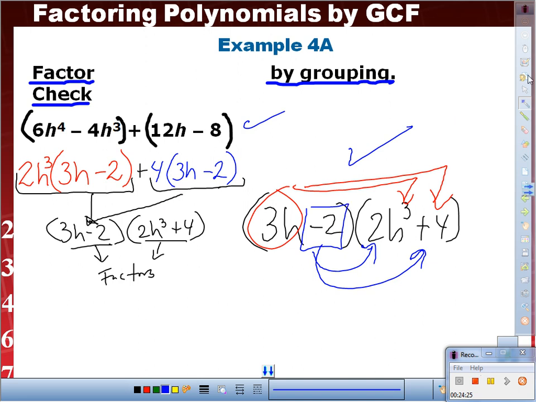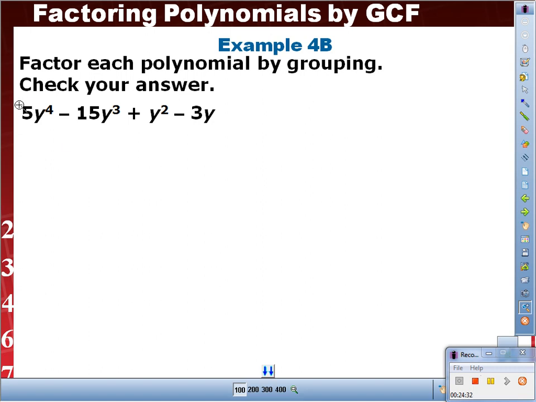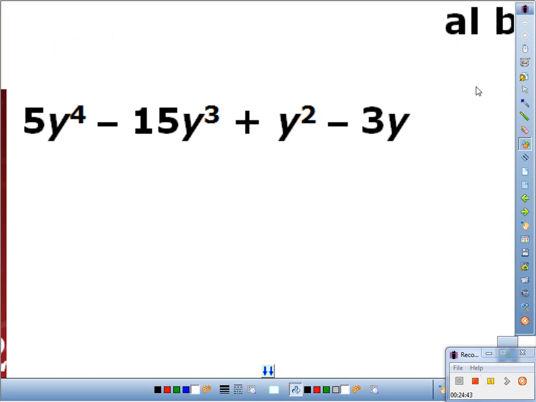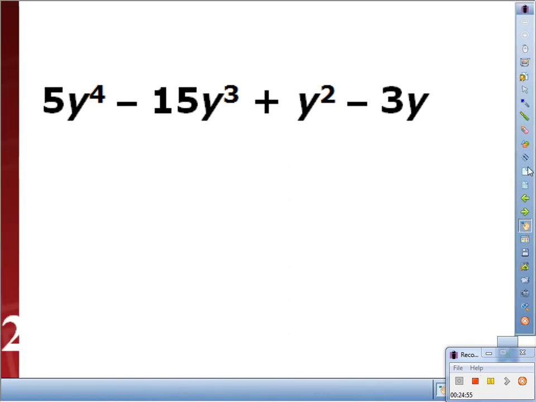Let's see if you can factor this next one, example 4b. 5y to the 4th minus 15y to the 3rd plus y squared minus 3y. And don't panic, we are going to go over the bell, sorry, because we still have one more to go. Are you done?